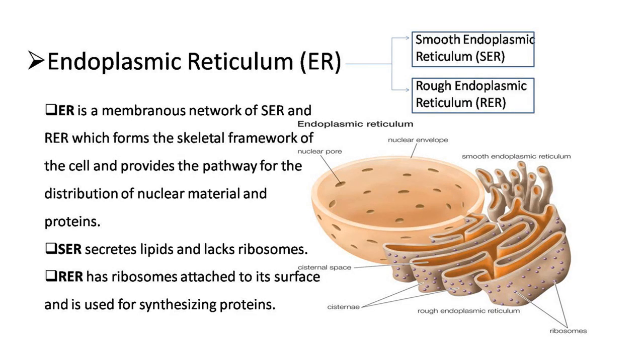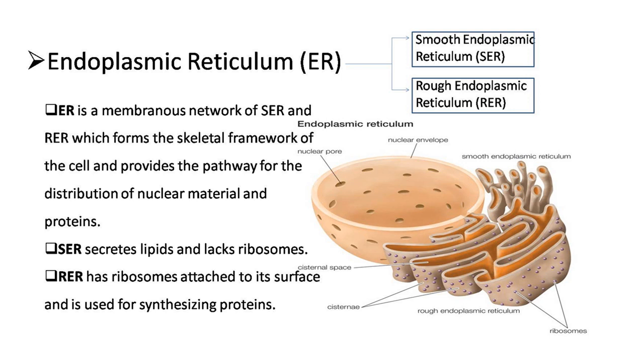First, let us look at the endoplasmic reticulum. It is also known as the ER. It is a membranous network of smooth endoplasmic reticulum and rough endoplasmic reticulum, which forms the skeletal framework of the cell and provides the pathway for the distribution of nuclear material and proteins.